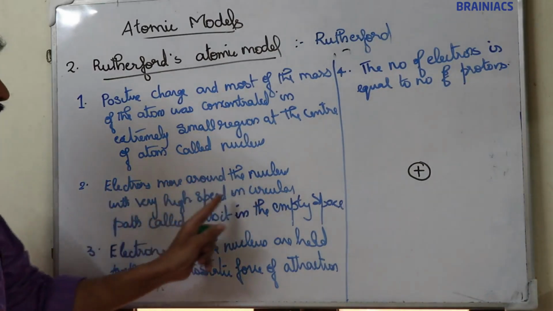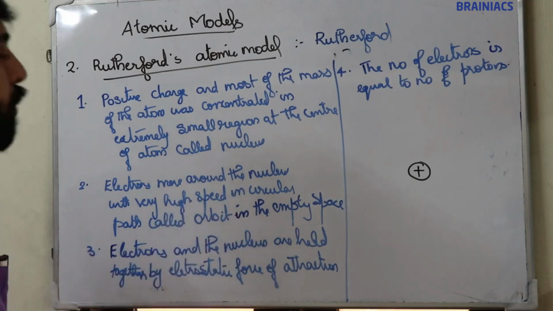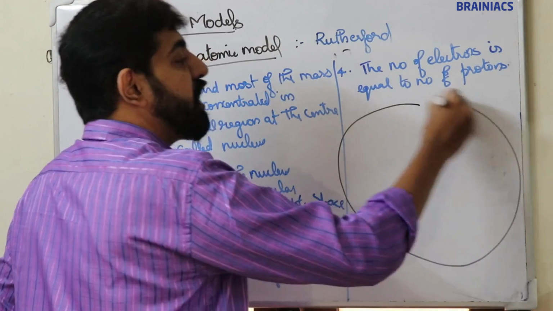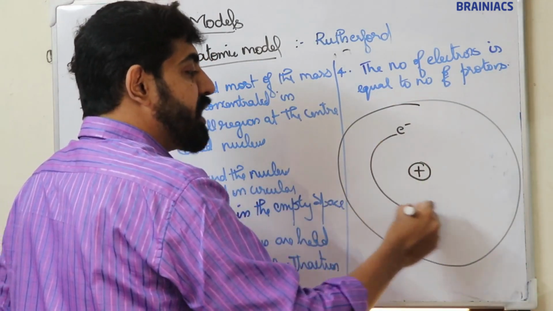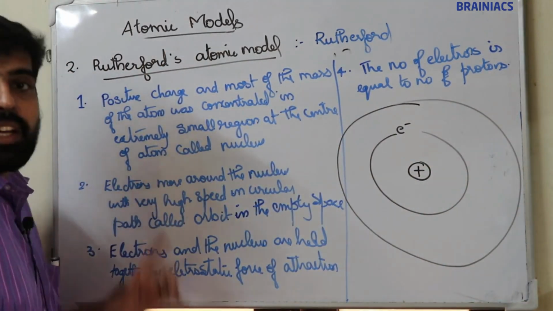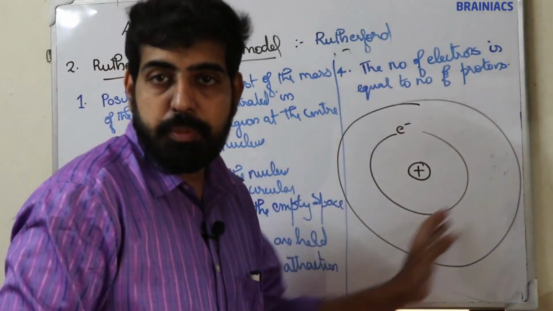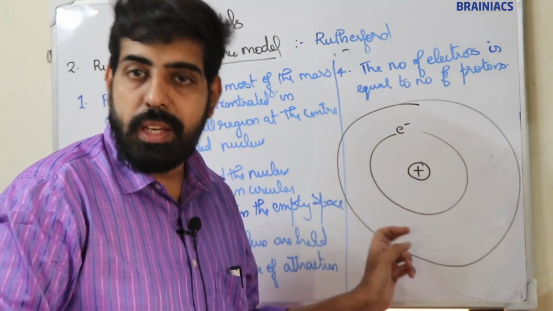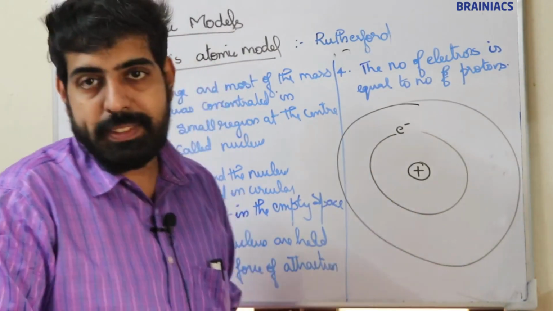Electrons move around the nucleus at very high speed in a circular path called an orbit, in these empty spaces. We know that most of the space in an atom is empty. So in these empty spaces, electrons move around the nucleus with very high speed in circular paths called orbits.